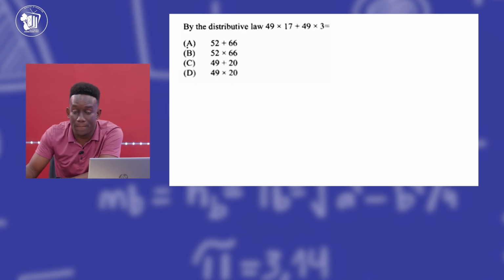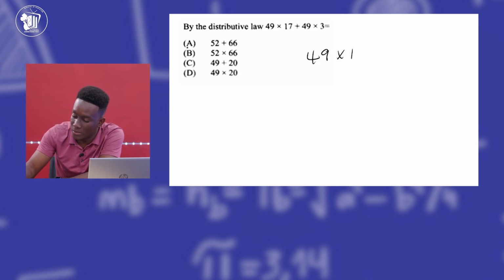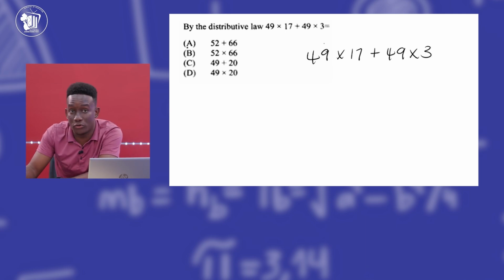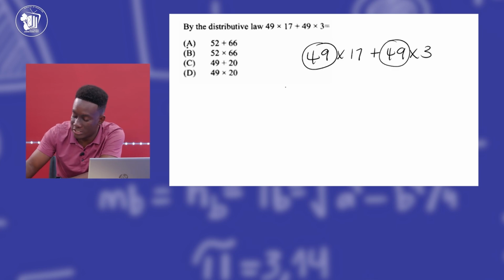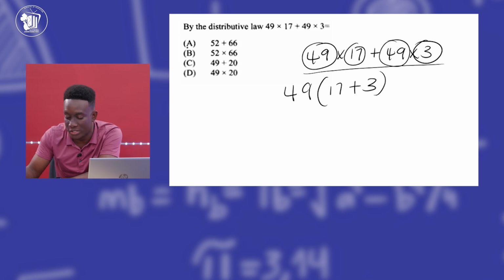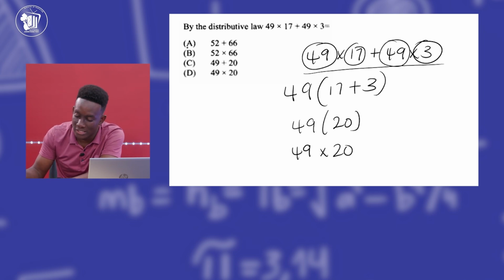The next question says, by the distributive law, 49 multiplied by 17 plus 49 multiplied by 3 is equal to. So by virtue of the distributive law, if we do it in reverse, this 49 will be outside the bracket. So this will be 49 multiplied by 17 plus this 3. And if we distribute, we'll end up with what we have at the top here. So this will be 49 multiplied by 17 plus 3, which is 20. So this is the same as 49 multiplied by 20. So the answer here is D.